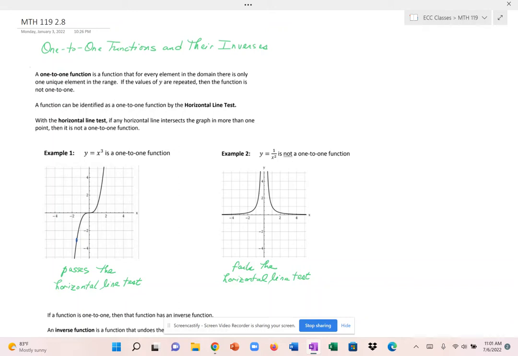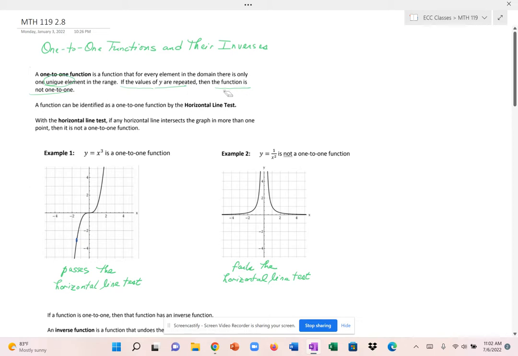Hi, this lesson is about one-to-one functions and their inverses. A one-to-one function is a function where for every element in the domain, there is only one unique element in the range. Unique means that none of the y values can be repeated. For every x, there must be one y value, and if they are repeated, then the function is not considered to be one-to-one.